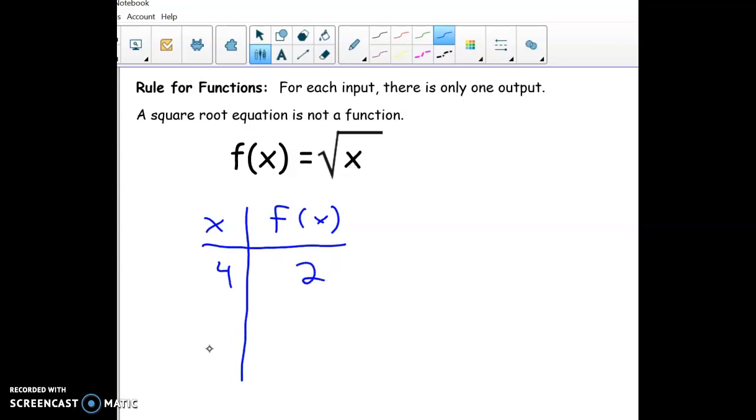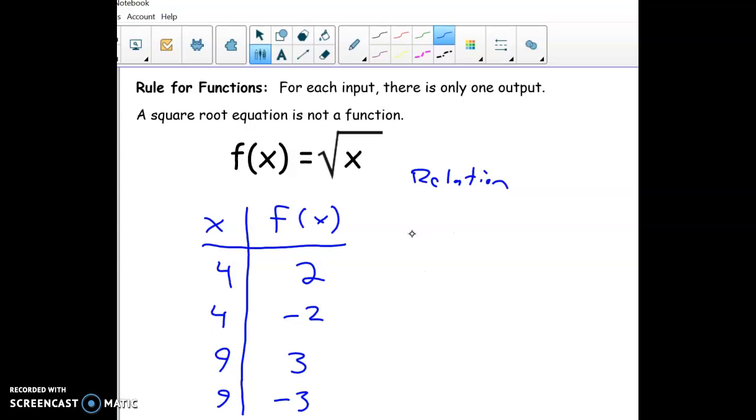So here, square root it, and we could do like 9 and then square root that to get 3. But the problem is for each input, there's actually two outputs here, right? Because if you input 4 and take the square root, you could also get -2. And for 9, you could also get -3. So this doesn't qualify as a function because each input should have just one single output. And that's not the case here. So that's why they sometimes call this a relation instead of a function.